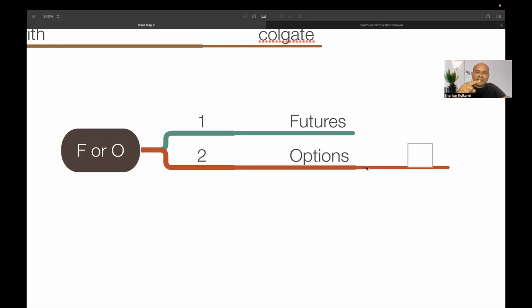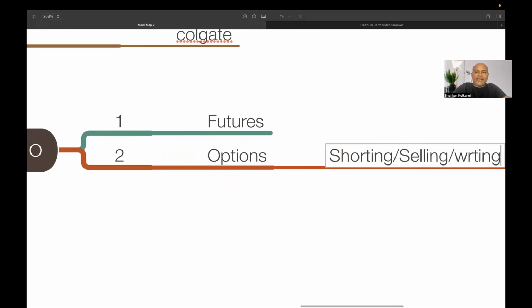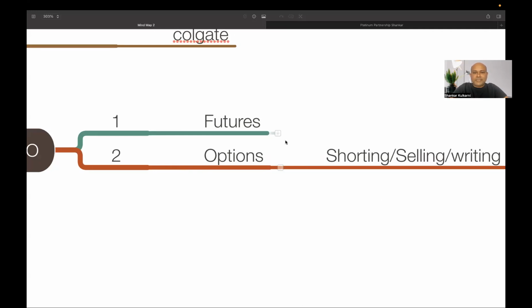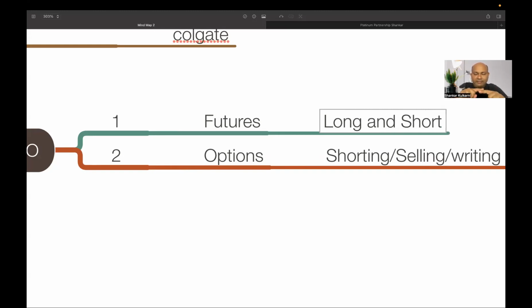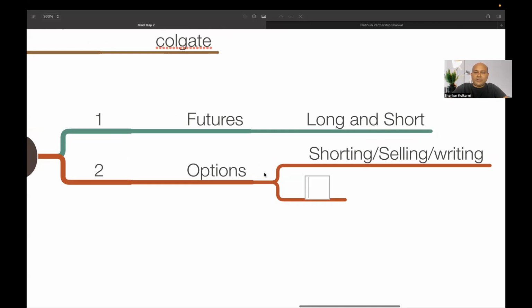Second, you need different margin money for futures and different margin money for options. Options is actually a slightly more complex product than futures. In options, there is something called shorting or selling or writing options. In futures, it is plain simple, long and short. By the way, what is long? Long is you buy first, sell later. What is short? You sell first, you buy later. In options, you have shorting, you have buying also.